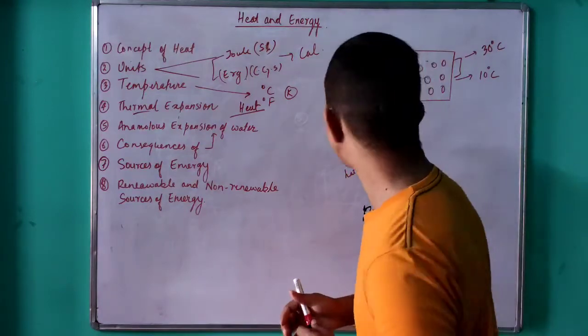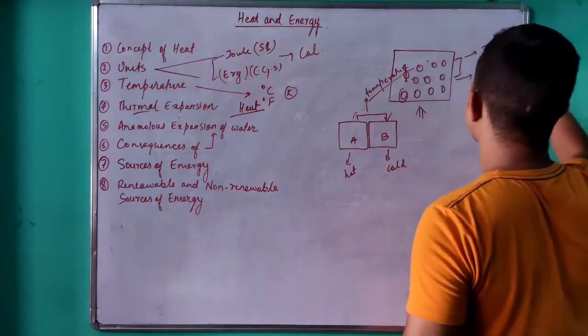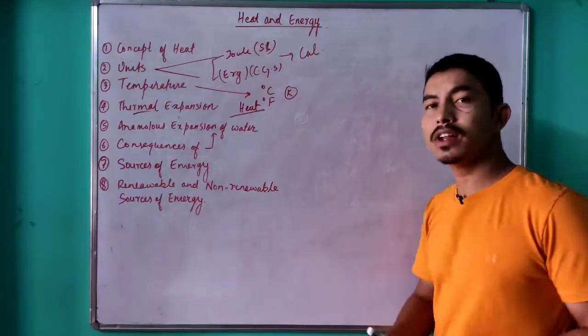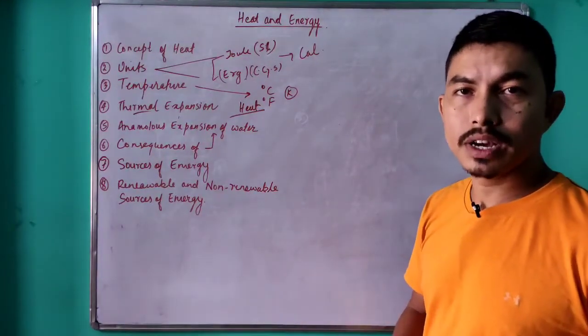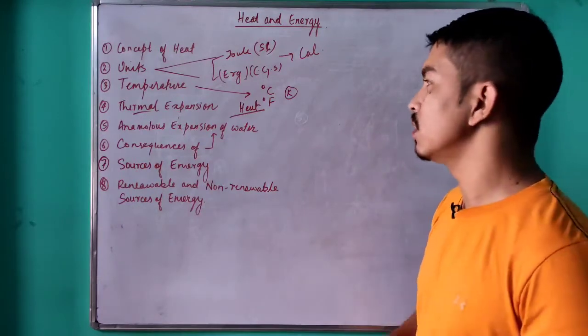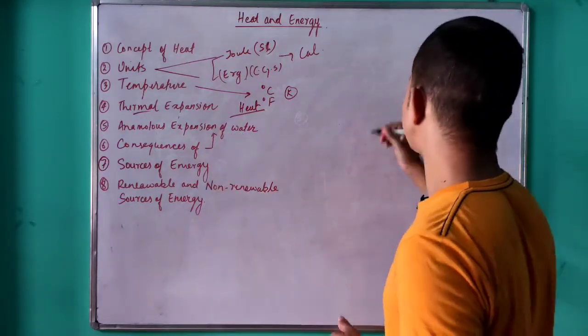But here, like water, if you take water at 0 degrees centigrade and start heating it, what happens? Initially the volume of water decreases. But after 4 degrees, the volume of water starts increasing. So that is known as the anomalous expansion of water.